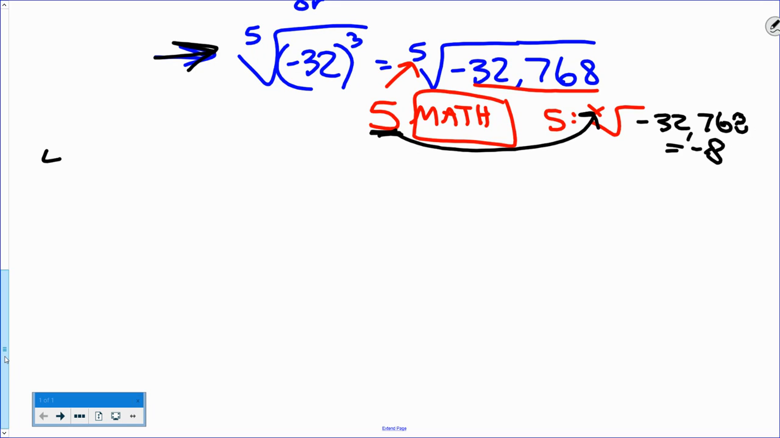All right, you might have a problem that would have a negative exponent.